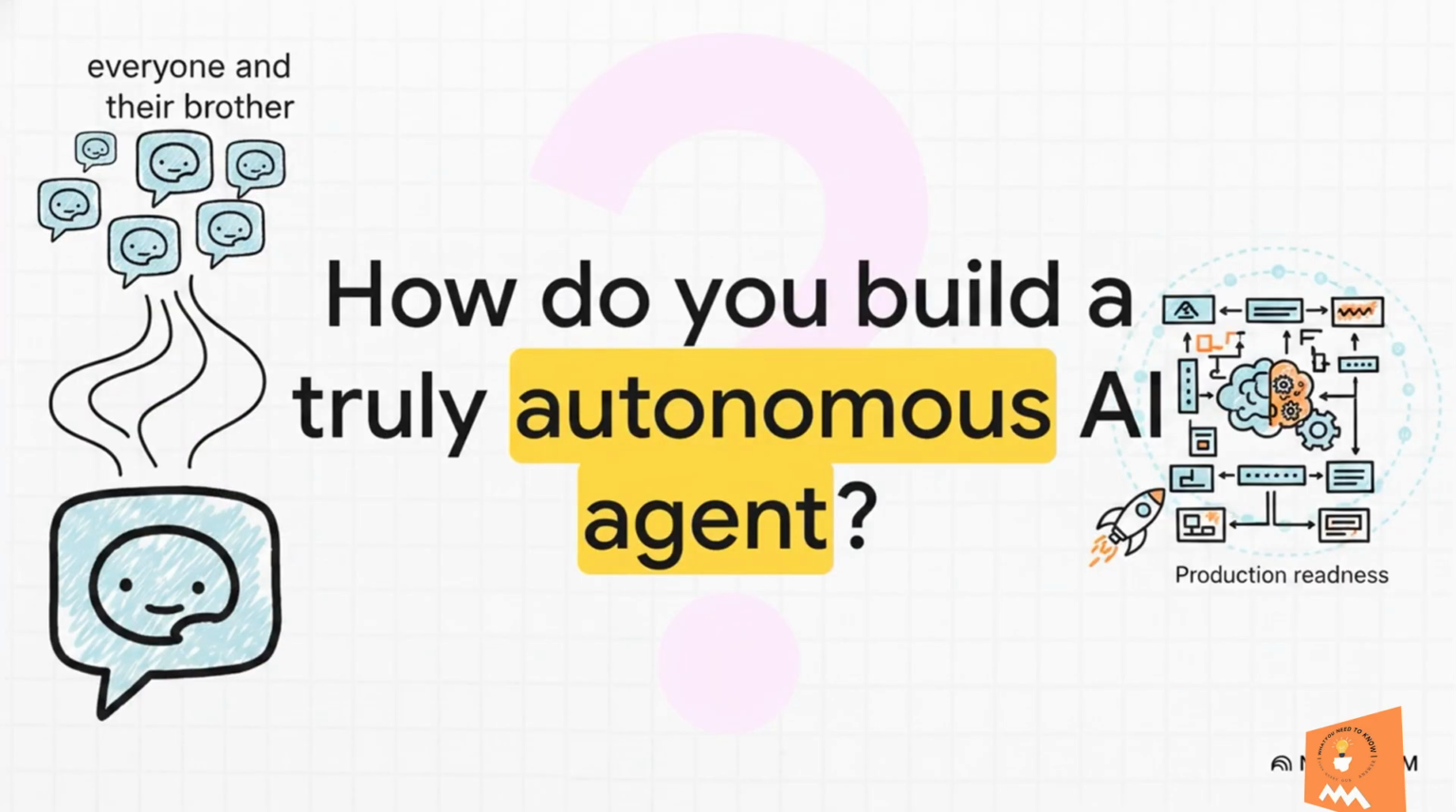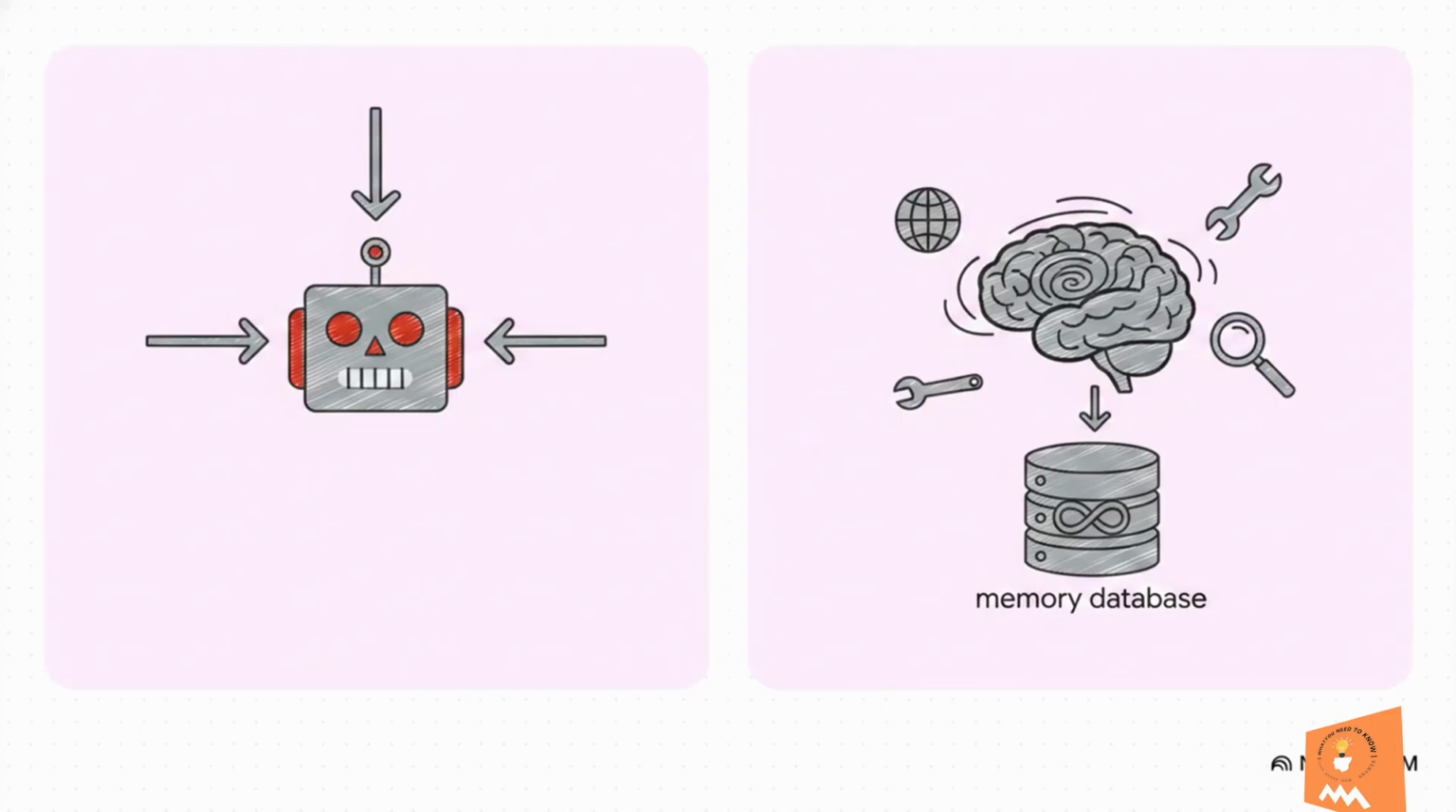Round 7, questions 25 and 26. Differentiate agentic workflows from chatbots and define AI memory. Look, everyone and their brother builds basic chatbots these days, but how do you build a truly autonomous AI agent? Break down exactly how an agentic workflow differs.